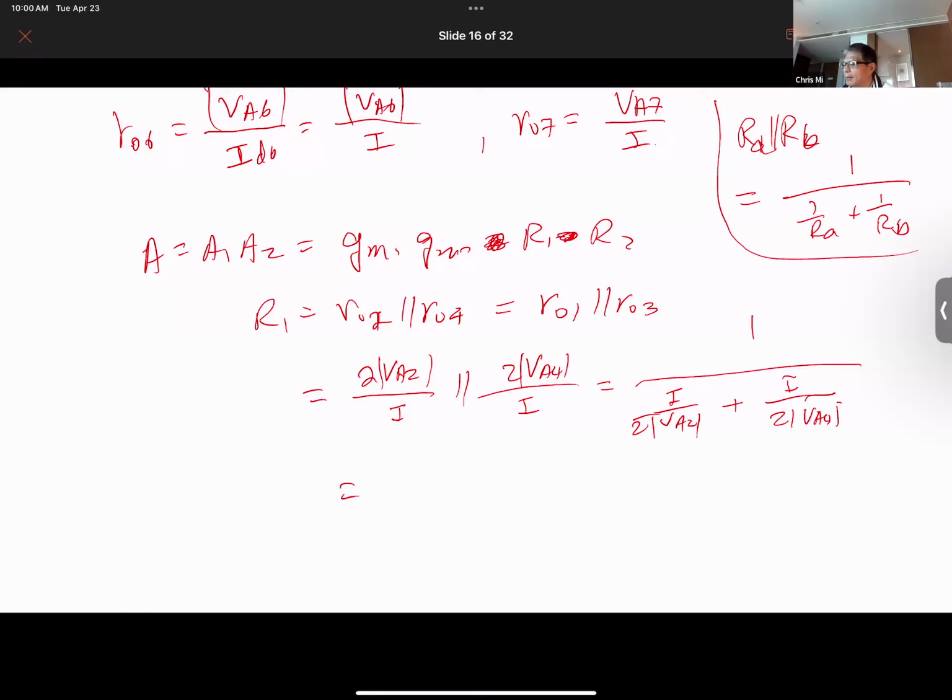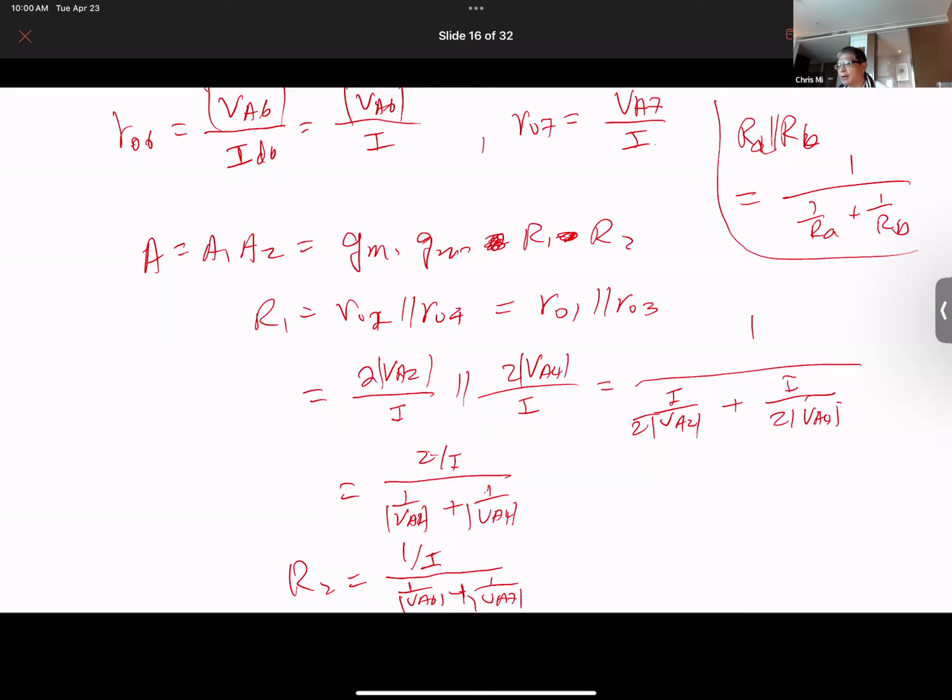So now we can multiply VA2 and VA4 there. But simply what I do is move this I on top. So you get 2 over I over 1 over VA2 plus 1 over VA4. Similarly, we can get R2 equal to I, because that 2 is gone, I over 1 over VA6 plus 1 over VA7. So that's R1 and R2.